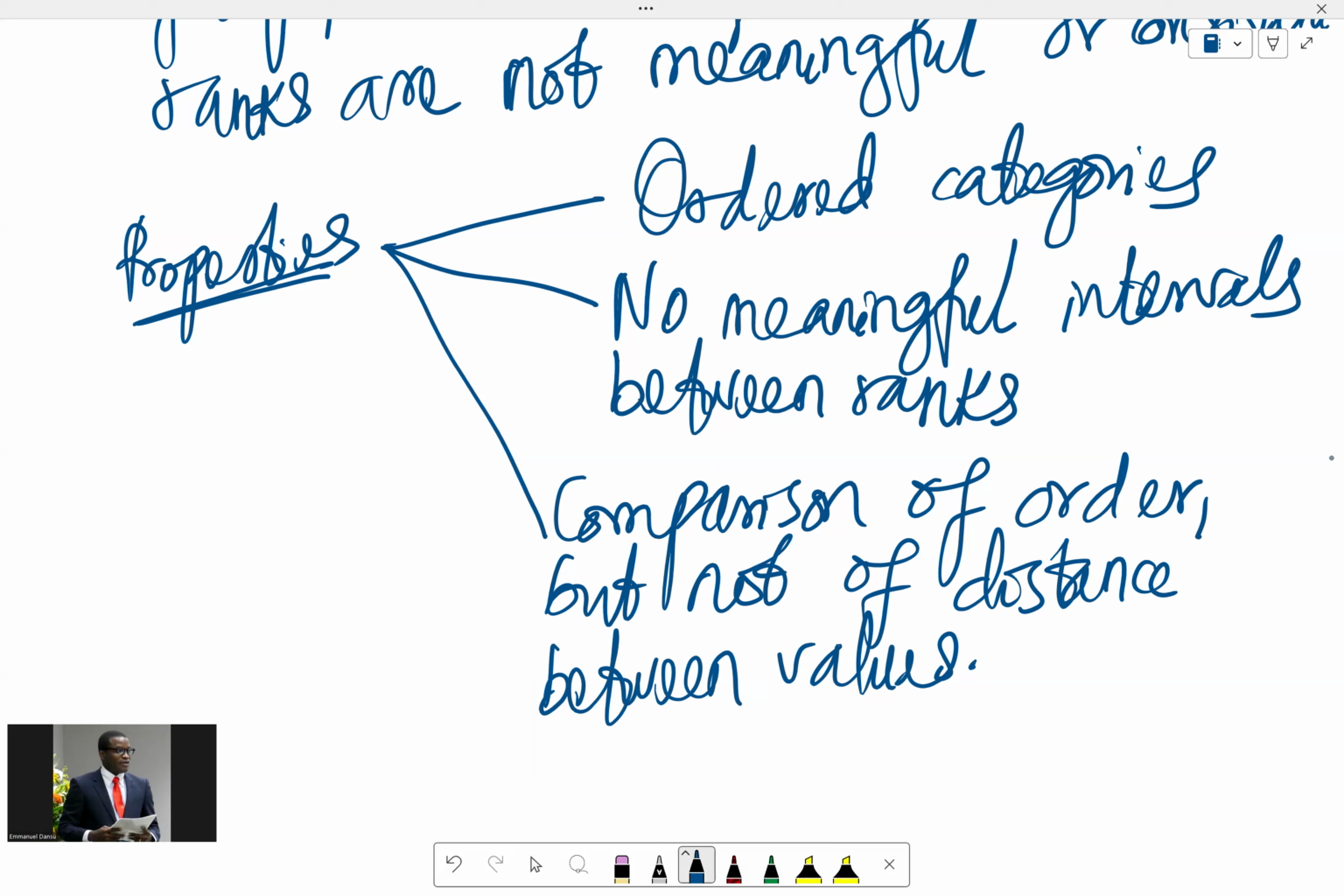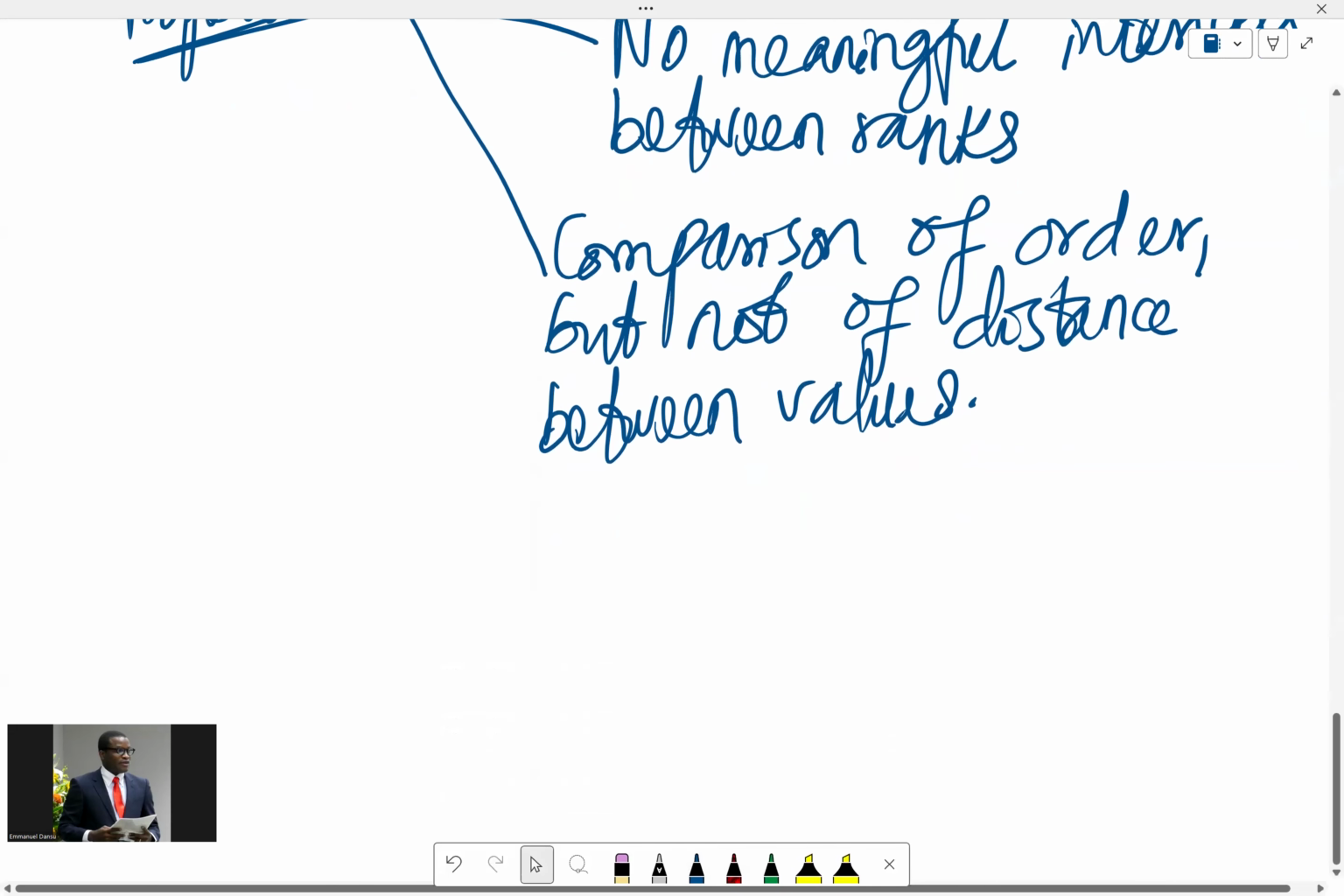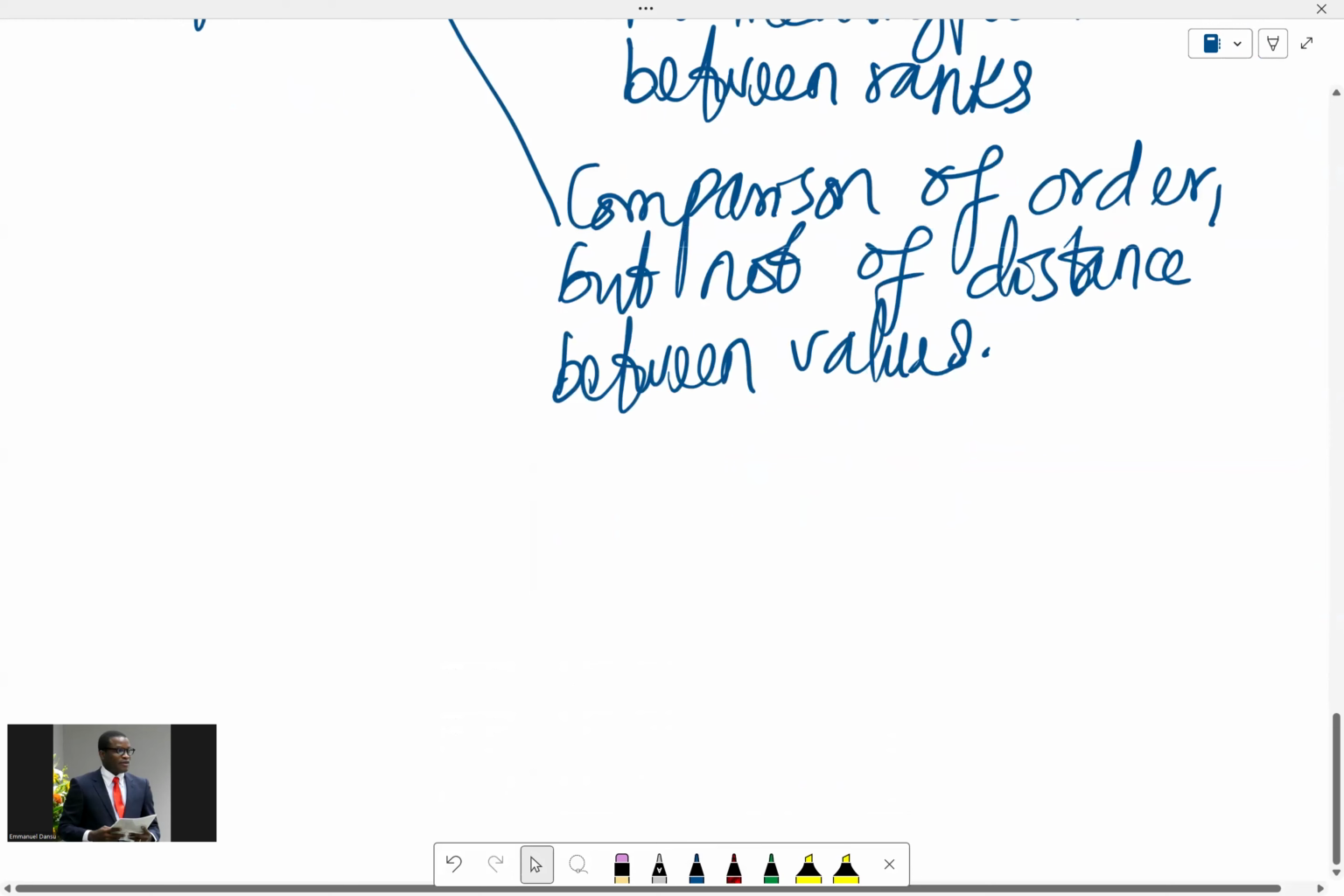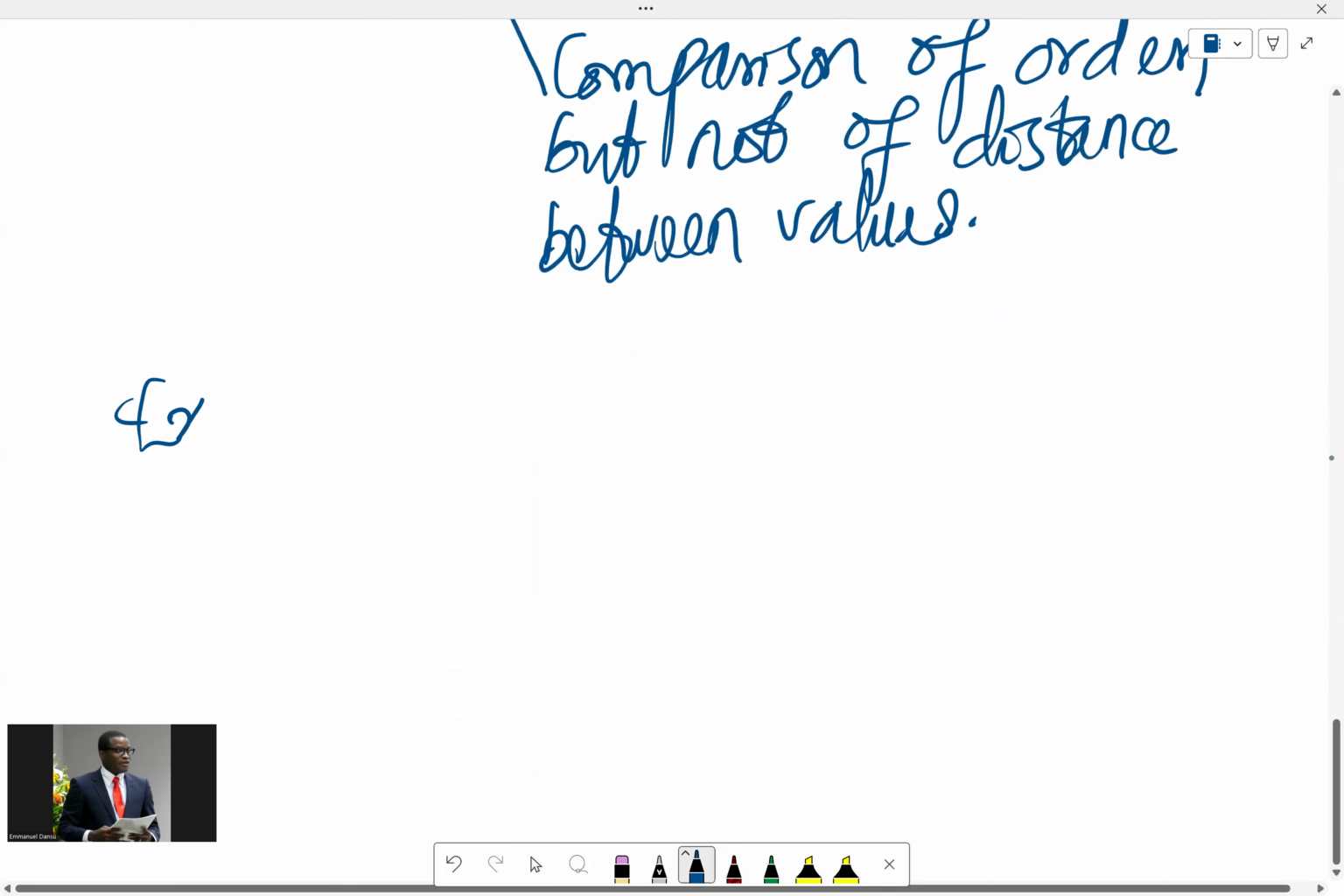Okay? So that is ordinal scale. Comparison of order, but not of distance between values. So the distance between values can be anything as far as ordinal scale is concerned.